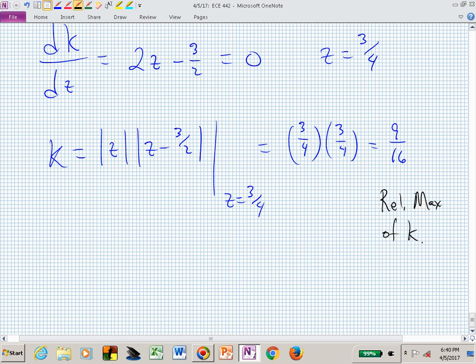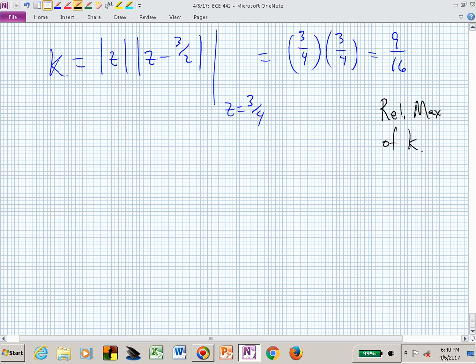So we're not worrying about the second derivative. All we're doing is trying to find a minimum. We don't care whether it's increasing or decreasing from that max or min. We're just trying to find a max or min. In this case, we're finding a maximum.